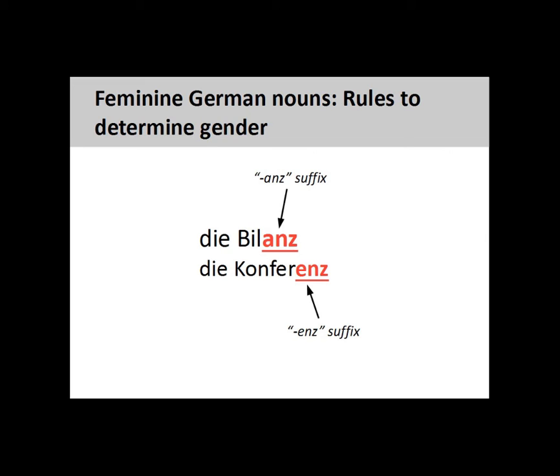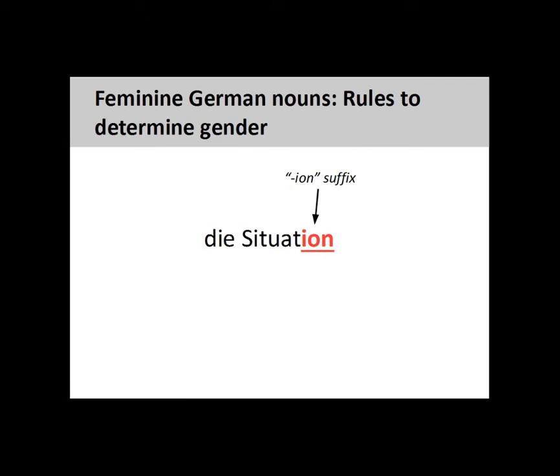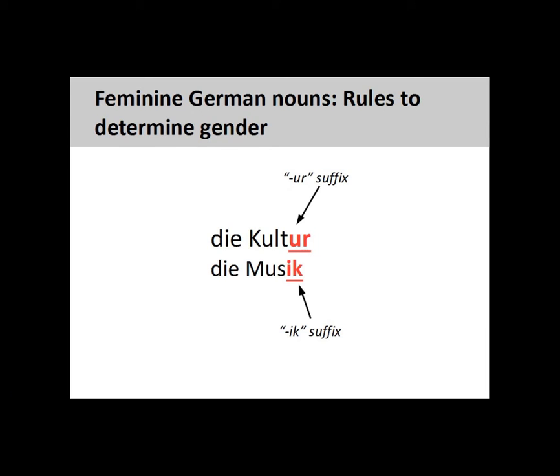Nouns ending in -anz and -enz, such as Bilanz, balance, a financial term, and Konferenz, conference, are always feminine. Nouns ending in -ion, such as Situation, situation, are always feminine. Nouns ending in -ur and -ik, such as Kultur, culture, and Musik, music, are always feminine.